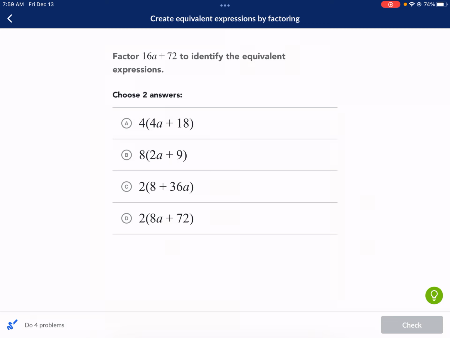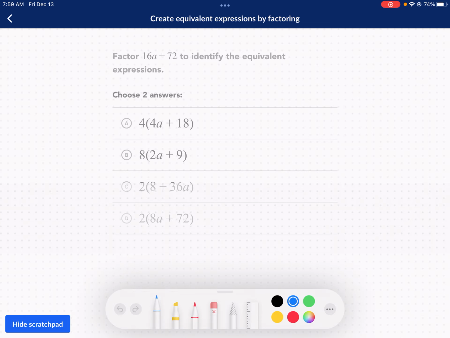This one's more complicated than you think because there's multiple answers. So let's go ahead and take a look at how we might approach this problem if we're looking to factor out the GCF, which I'll talk about, and then how we can factor it in other ways also that are equivalent. So the problem is factor 16a plus 72 to identify the equivalent expressions. Let's go ahead and start by doing the GCF method.